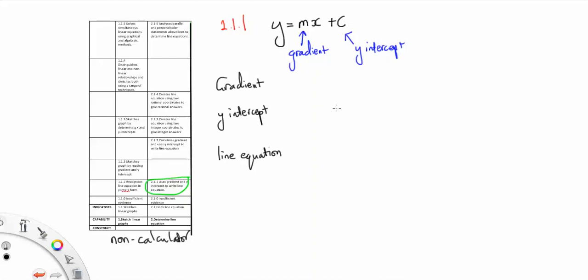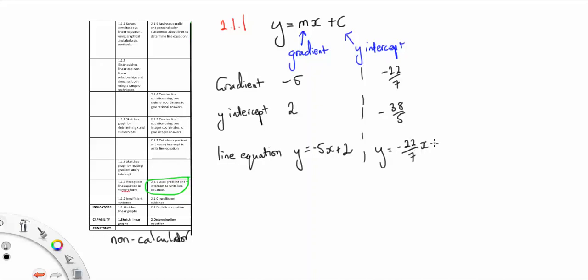So it might say, alright, with a gradient of -5 and a y-intercept of 2, what does the line equation look like? Well, you know that -5 is the gradient, so you know it's y equals -5x, and that's +2. A question might say, with a gradient of -22/7 and a y-intercept of -38 on 5, what's the line equation? Well, you take the gradient, you have y equals -22/7x minus 38 on 5. So we're plugging those in to our line equation.